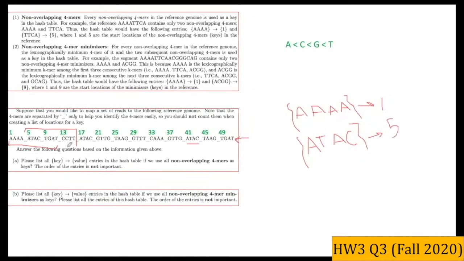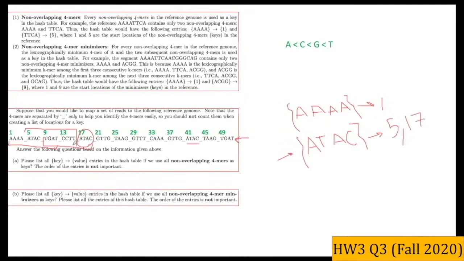Now, what are the next 3 k-mers? So we will take starting from the 3rd, 4th, and 5th k-mer, which are these. Now the first one starts with T, the second one starts with C, the third one starts with A. So basically the minimizer will be the third one. So do we have it already stored? Yes, it's here. So we need to append here 17 next to it.